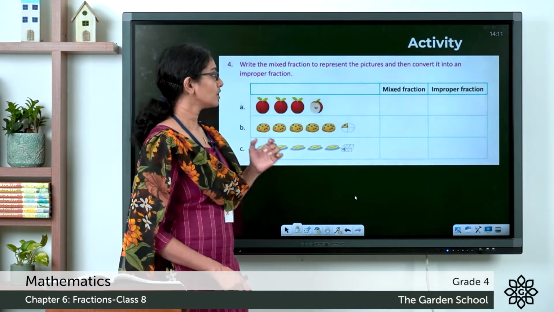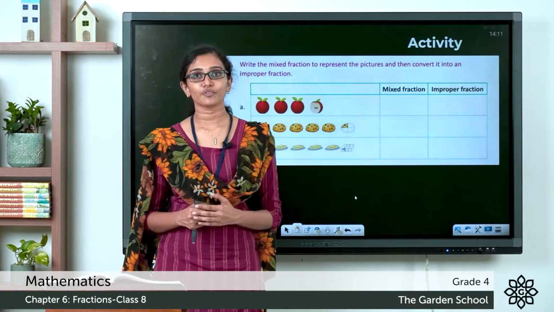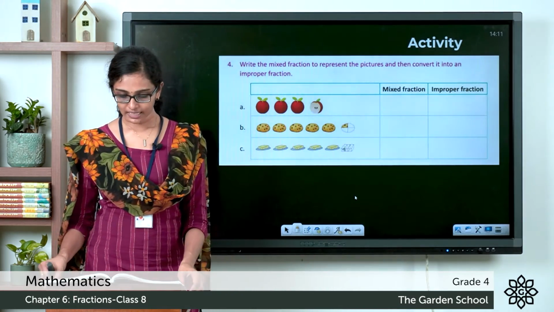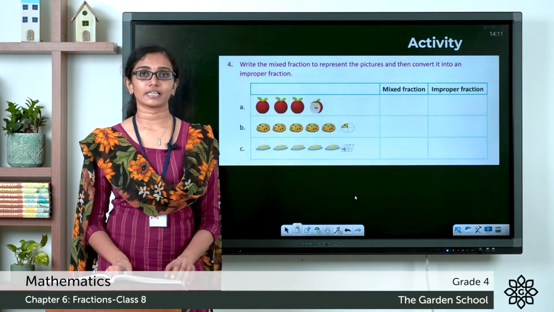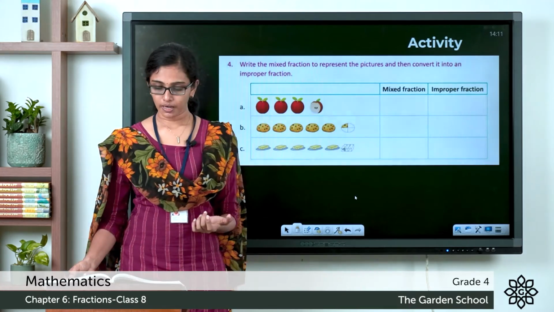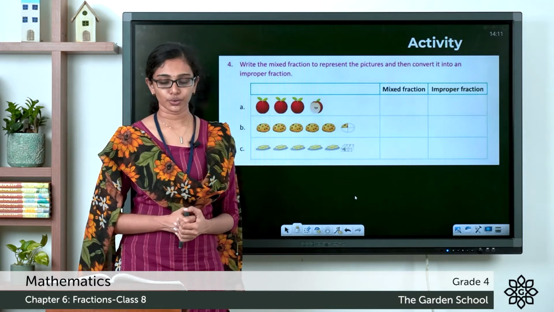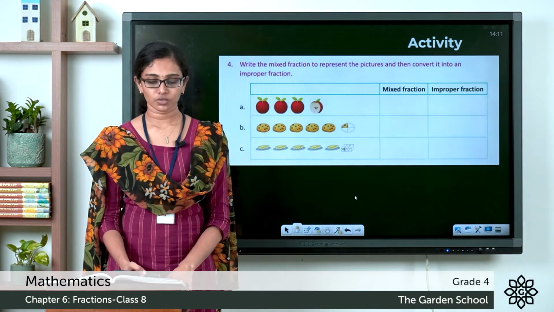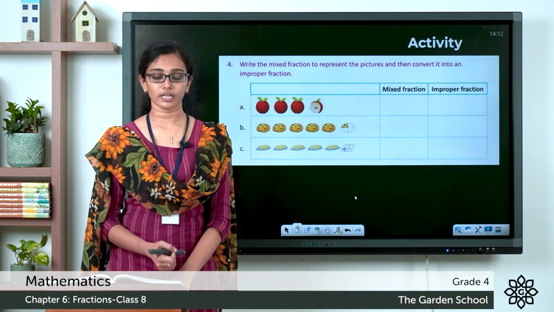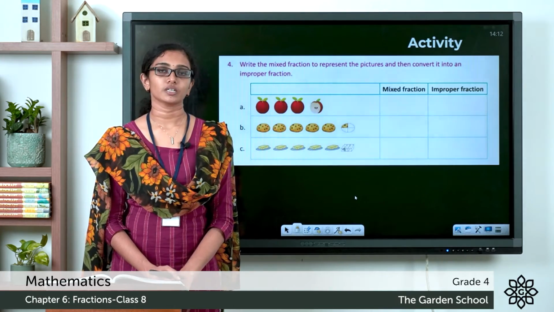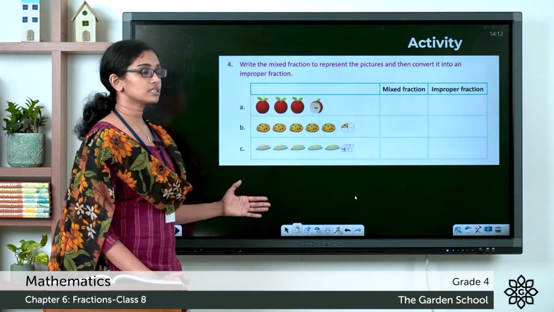Now, let's do one activity. All of you please take your maths textbook and turn to page number 96. You can see this question which is part of exercise 6.4, and let me read out the question to you. Write the mixed fraction to represent the pictures and then convert it into an improper fraction. So, you can see 3 questions here.